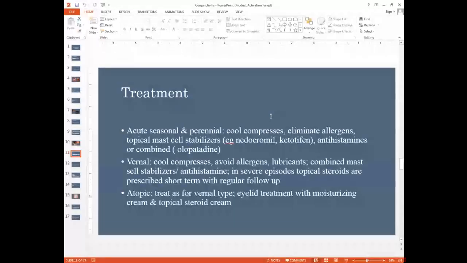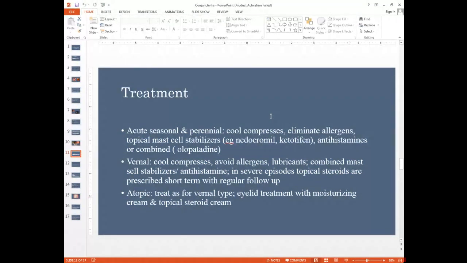All right, treatment. Patients usually need symptomatic treatment. Cold compresses is one, and the use of lubricants. But in our groups, you also need to treat with topical mast cell stabilizer and antihistamines. Most drops we use now are a combination of antihistamines and mast cell stabilizers, as listed here.